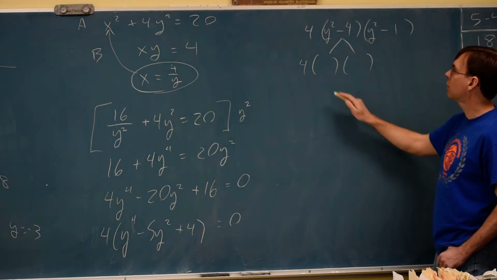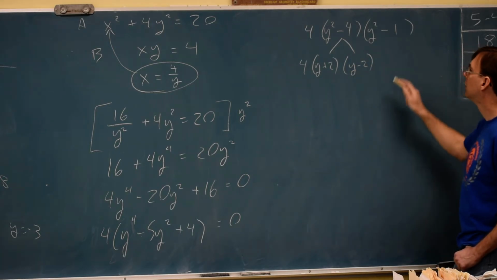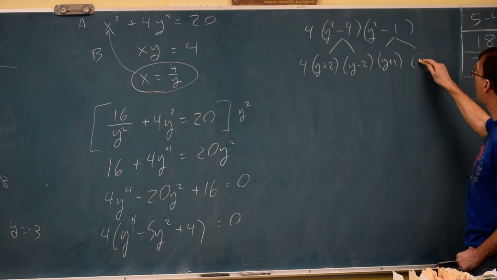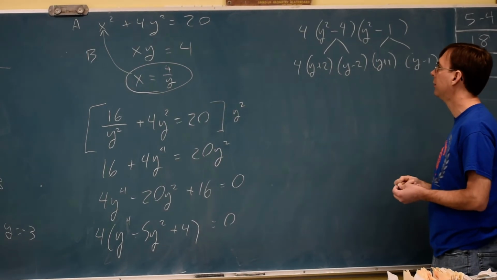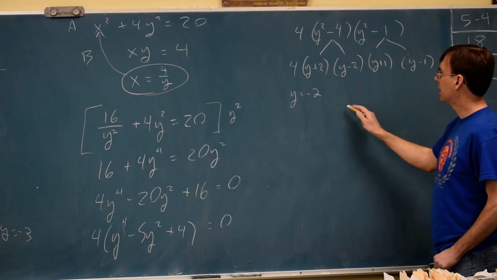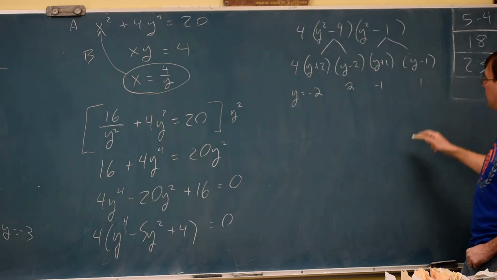This is a difference of squares. I can go y plus 2, y minus 2. This is also a difference of squares. I can go y plus 1, y minus 1. This would tell me y is negative 2, or 2, or negative 1, or 1.